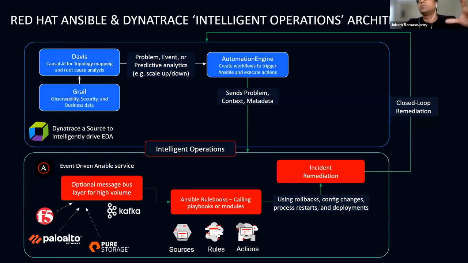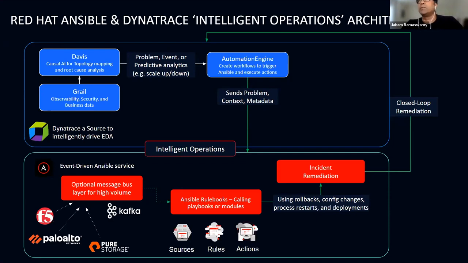So rulebooks give you a lot of rules, and based on these rules, there's now if-then-else logic where you can say, hey, if this is the event, then take this action, or execute this playbook or this module. And finally, whatever the remediation, it comes back. It's like a closed-loop remediation.